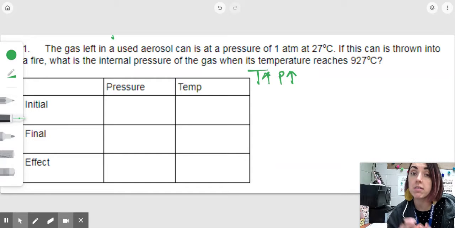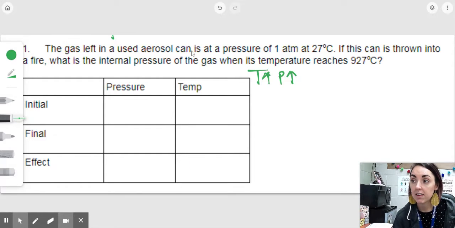we know that pressure is a measure of particles colliding with the surface of their container. So particles moving faster means more collisions with the surface, which means greater pressure. So we're going to set up an IFE table again, just like we did with our Boyle's law problems.